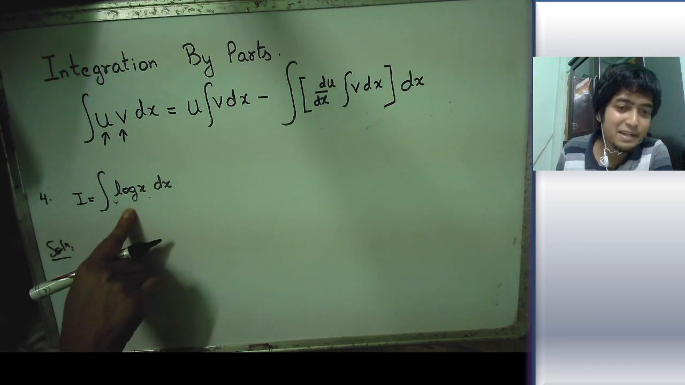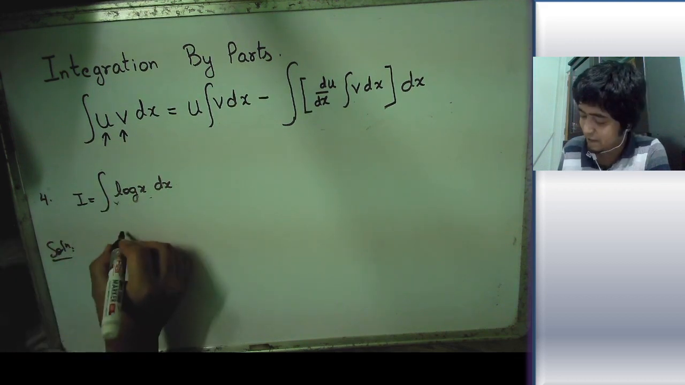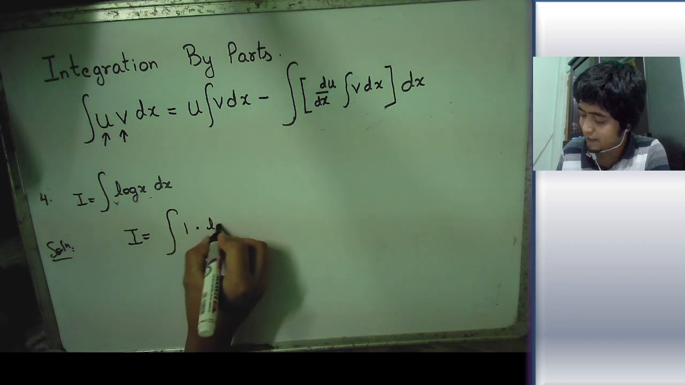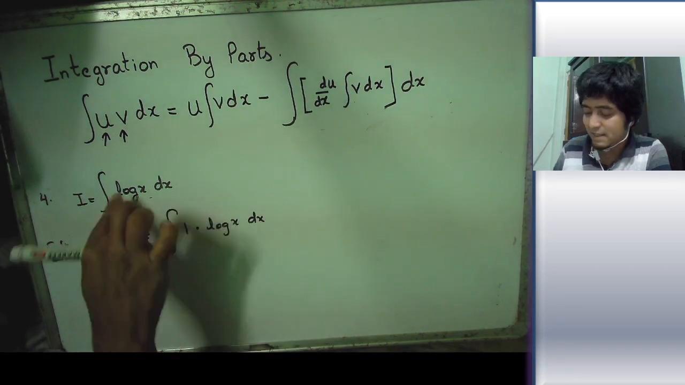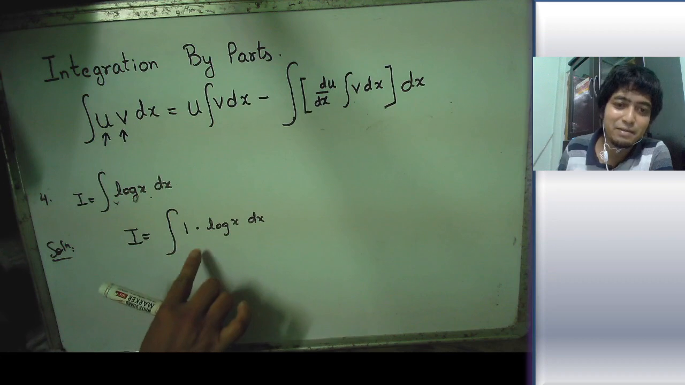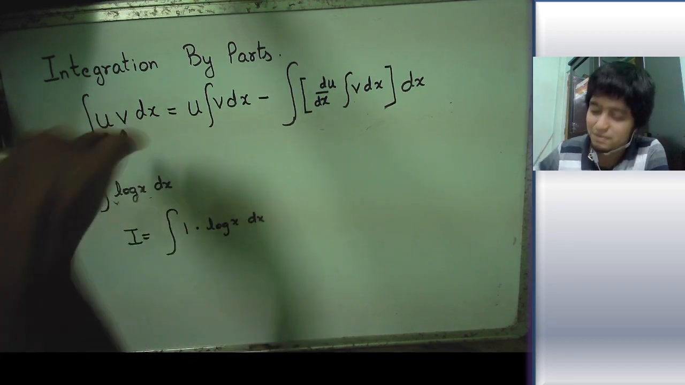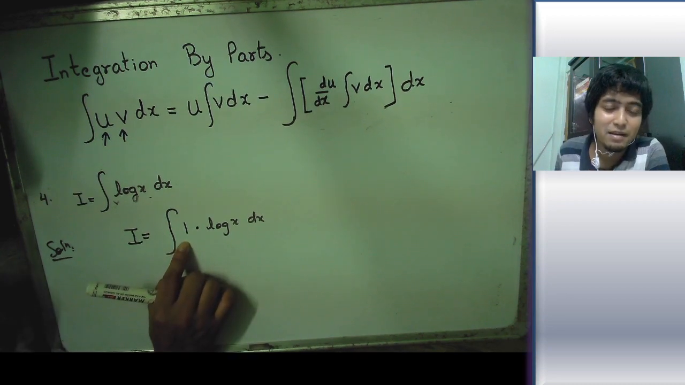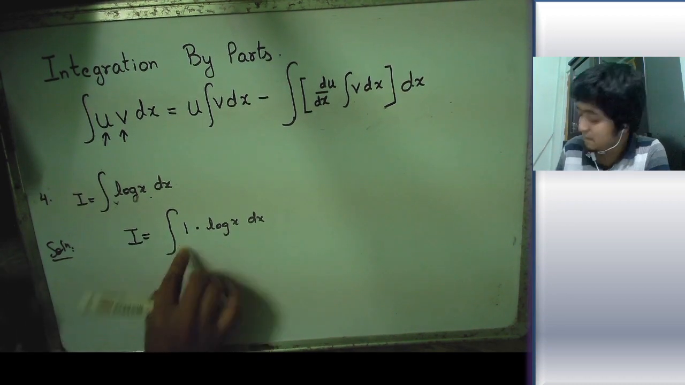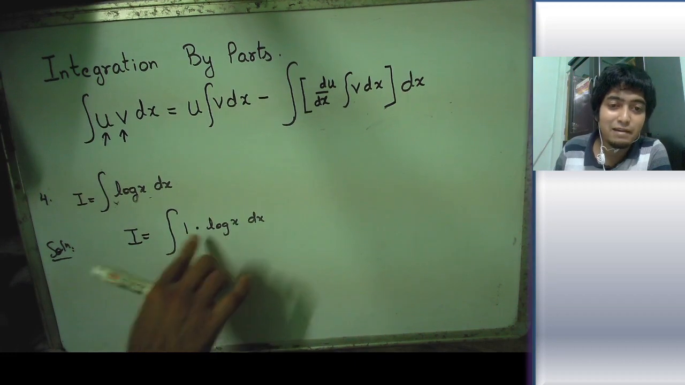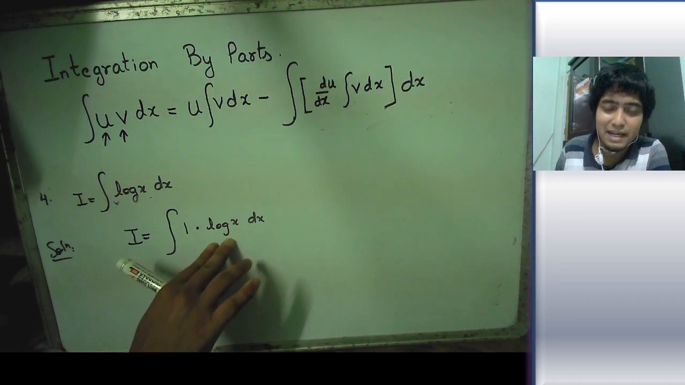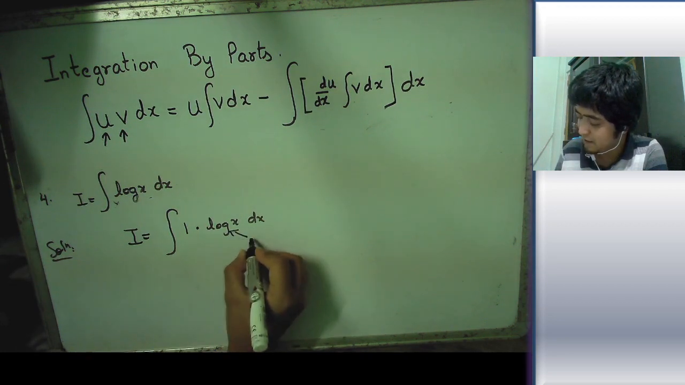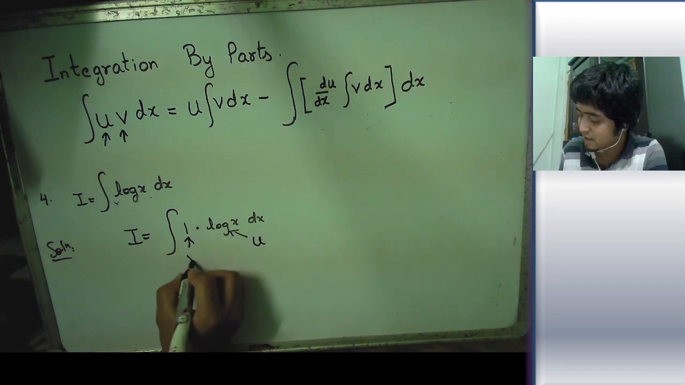We will make it into a product of two functions. I can write it as 1 into log x. It is still the same thing. It's just that I have introduced 1 so that we can use integration by parts. 1 is algebraic, because it is a constant. And if you notice, we have a logarithmic and an algebraic. So which one will you take as your first function? Of course, the logarithmic as u, and this one as v.